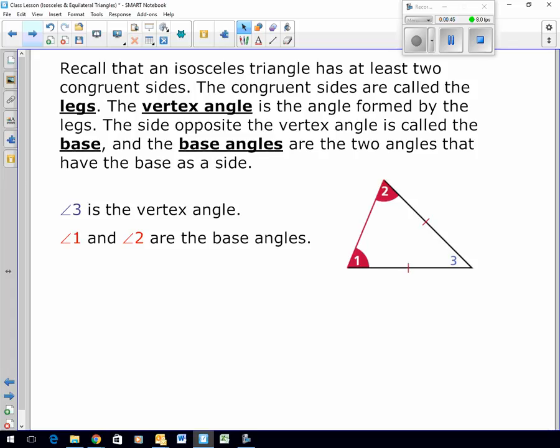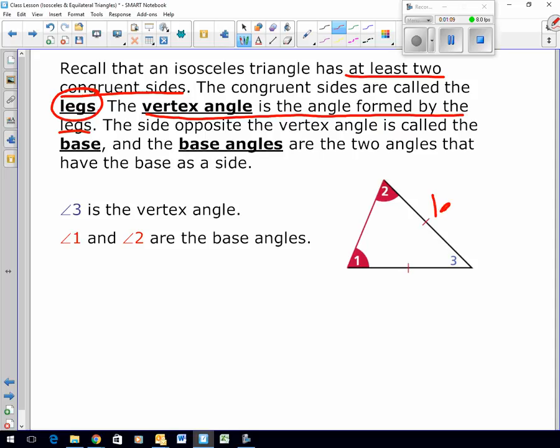Isosceles triangles, this is what we started today with, have at least two congruent sides. Congruent sides are called the legs. The vertex angle is the angle formed by the legs. So here we go. The two congruent sides of an isosceles triangle are called legs. This is called a leg. This is called a leg. The vertex angle is the one formed by the legs. So angle 3 right here is called the vertex angle.